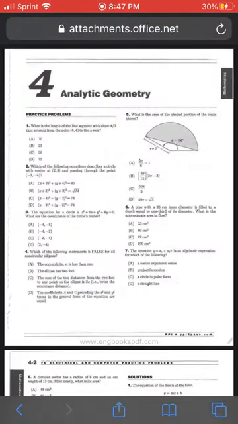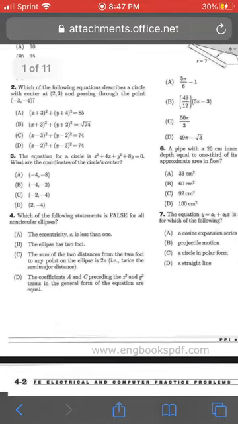Which of the following statements is false for all non-circular ellipses? Now, this is a conceptual question. A, the eccentricity E is less than 1. B, the ellipse has two foci. C, the sum of two distances from the two foci to any point on the ellipse is 2a, or twice the semi-major distance. Or D, the coefficients of A and C preceding the x squared and y squared terms in the general form of the equation are equal.